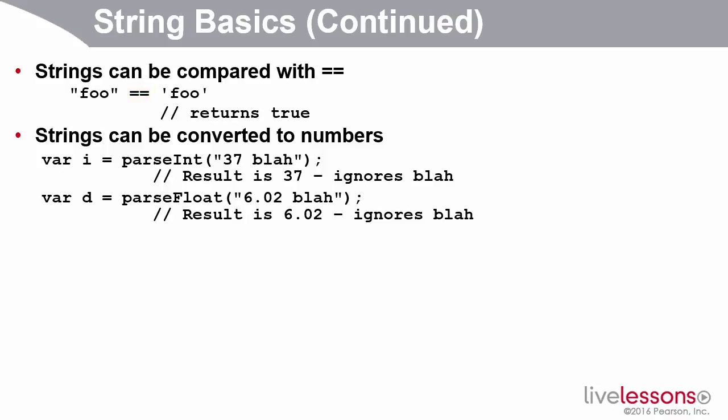We saw in the previous slide that you could turn a number into a string. Now you can do it the other way around. You can turn a string into a number. If you use the parseInt function, int means integer, whole number, then it will take whatever part of the string looks like a whole number and ignore the extraneous stuff, and the value in this case of i will be 37. If you use parseFloat, float meaning floating point number, decimal number with decimal points, it'll take the part of the string that looks like a floating point number and ignore the extraneous stuff, and in this case the value of the variable d will be 6.02.